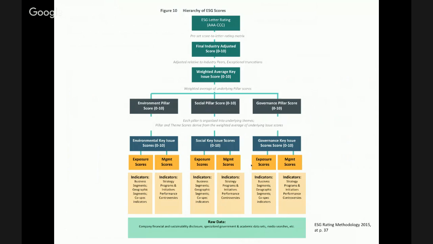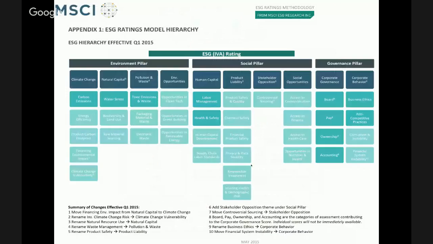One last question I have is, say you have a coin, right? And you have the hierarchy of ESG scores on one side, and go to the other image, please. And you have the hierarchy effective Q1 2015, the ratings model hierarchy with the themes. And you flip that coin. If you had to just pick one, which one is the most important one? This one or the other graph?